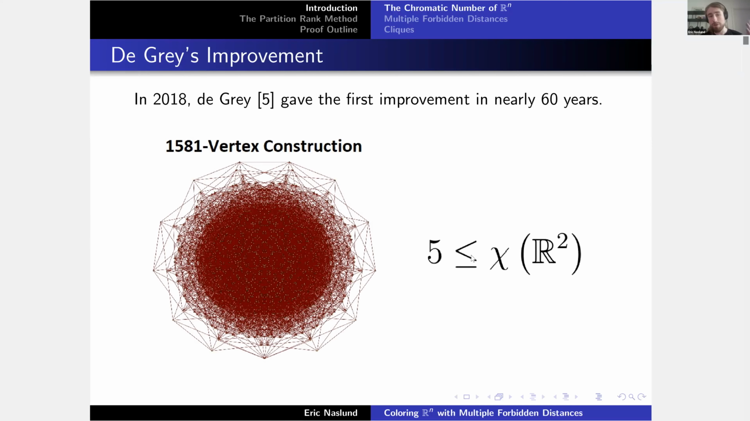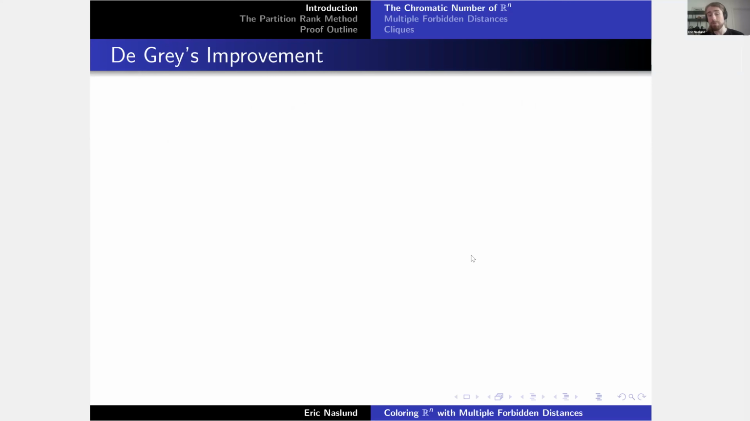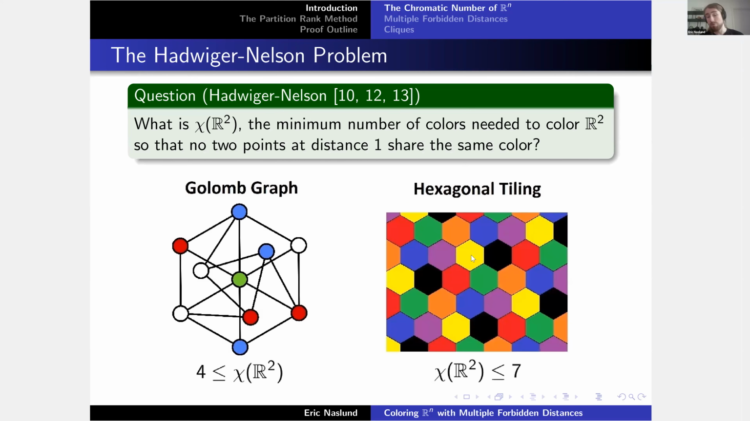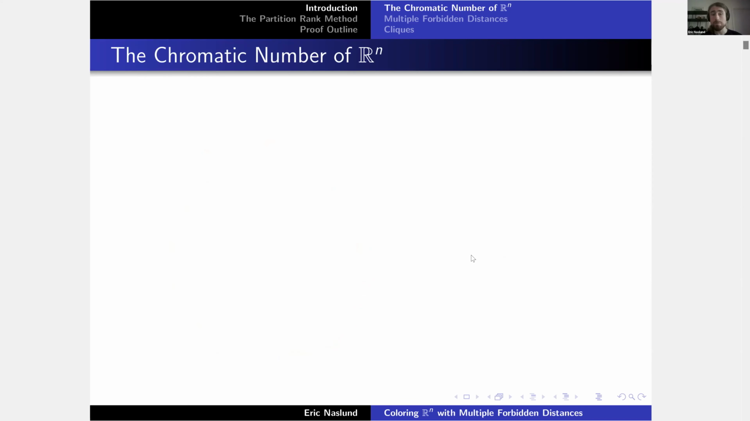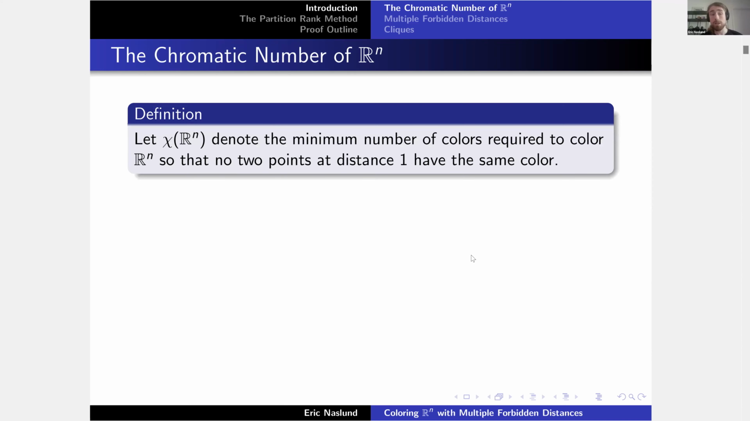That's where the bounds stand today for this classic problem, where I think a lot of people believe the hexagonal tiling that gives you this upper bound of 7 is probably correct, but it's still completely open. Along these lines, we can ask about the chromatic number of higher dimensional space. So, the exact same question: let chi of Rn denote the minimum number of colors required to color Rn so that no 2 points at distance 1 have the same color.